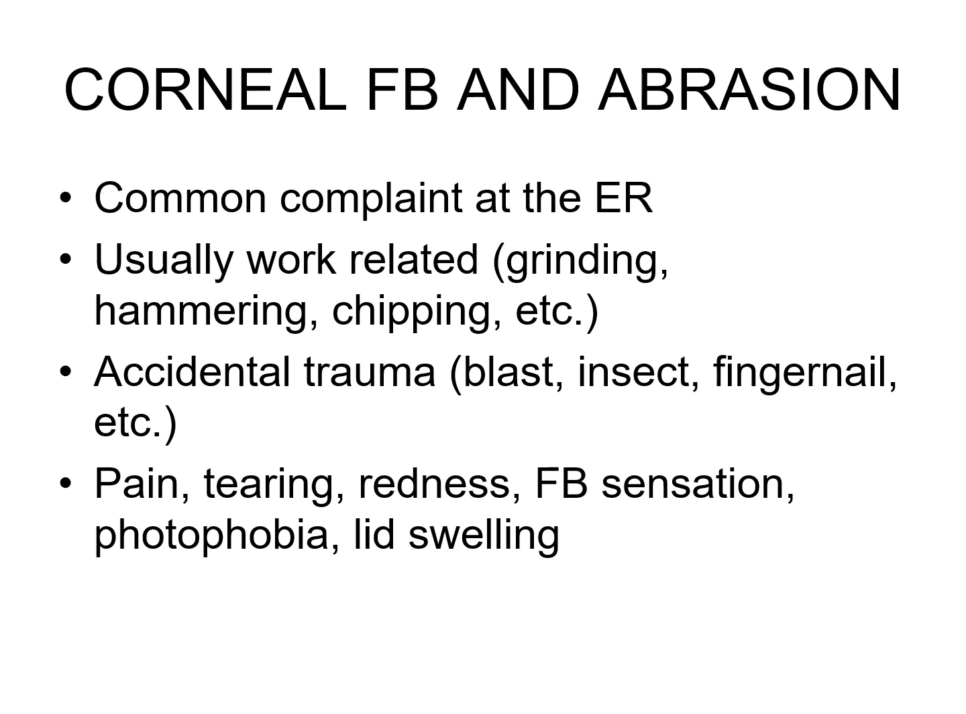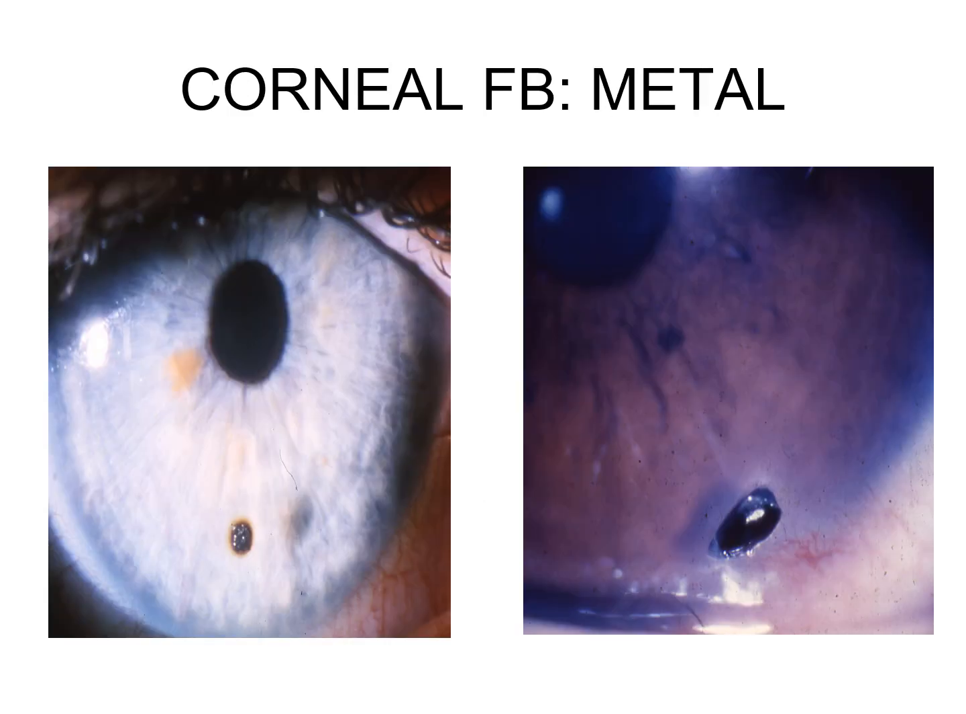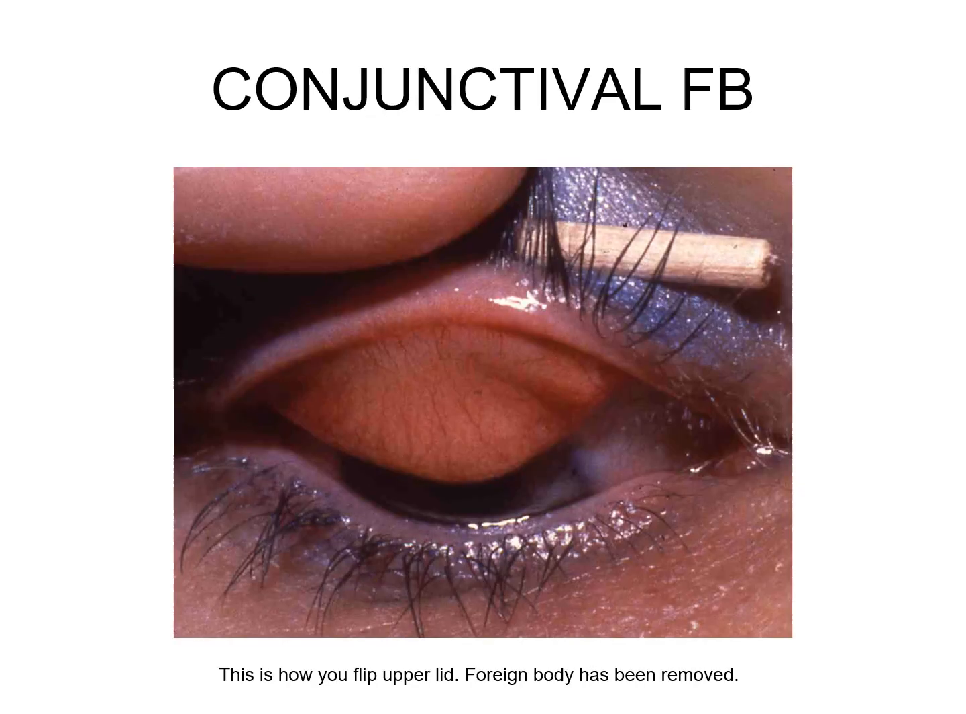These usually occur in patients who work without eye protection and are hit in the eye with various foreign substances. These usually present with severe eye pain, tearing, eye redness, foreign body sensation, photophobia, and variable lid swelling. Metal corneal foreign bodies, as shown, need to be removed under slit lamp guidance. However, conjunctival foreign bodies may be safely removed using a cotton applicator stick.